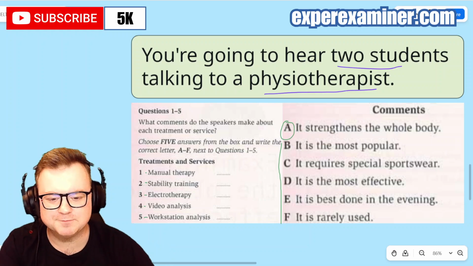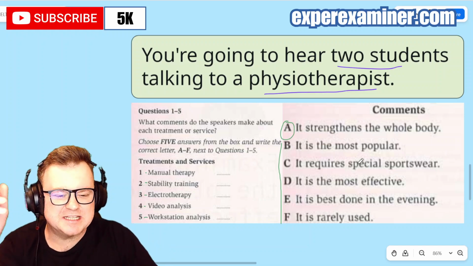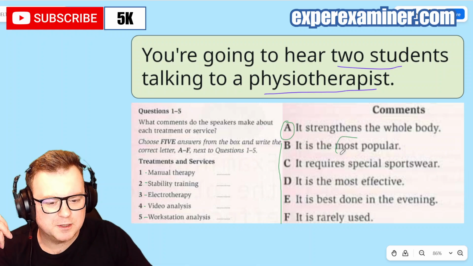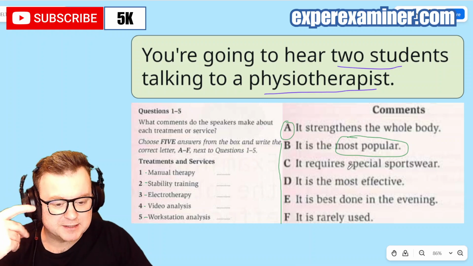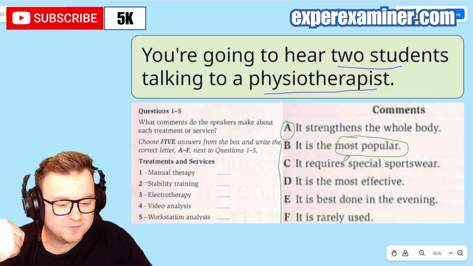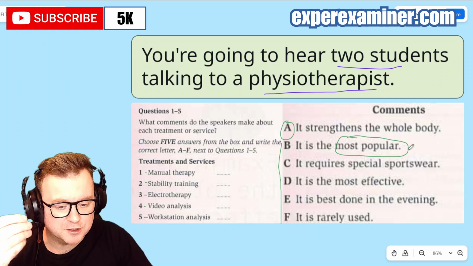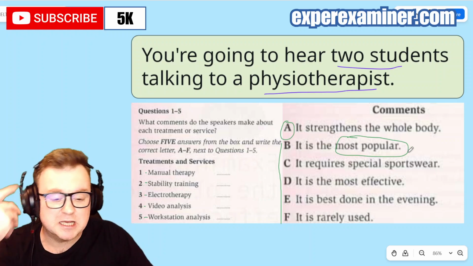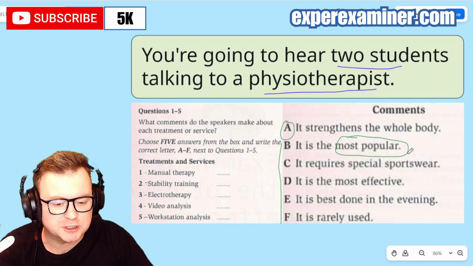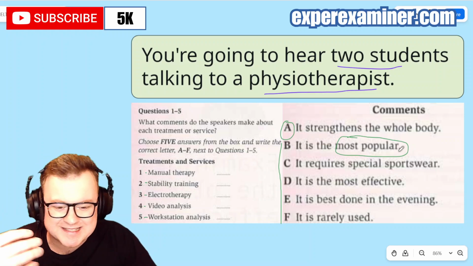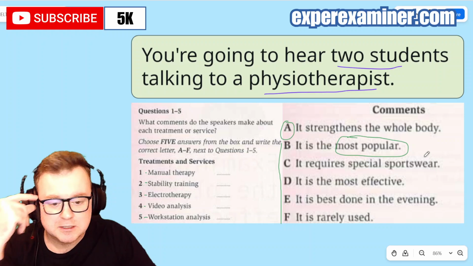Okay, welcome back. So I'm going to do the others. It is the most popular. So most popular is a superlative adjective. We might expect to see a comparative adjective. For example, it's more popular than the others. We might expect to see other ranking language, like this is the number 1 treatment, or this is the treatment that is most requested. Something like this.